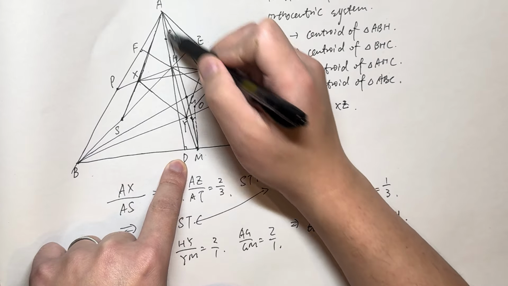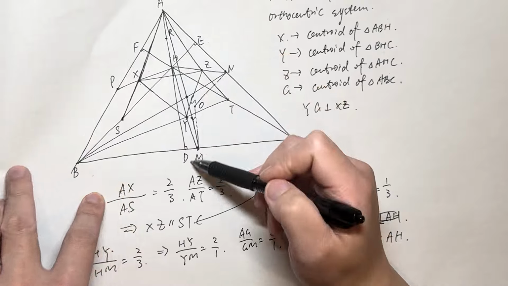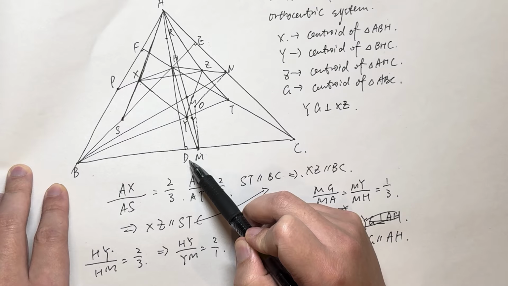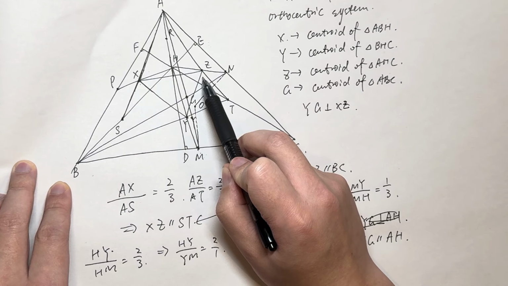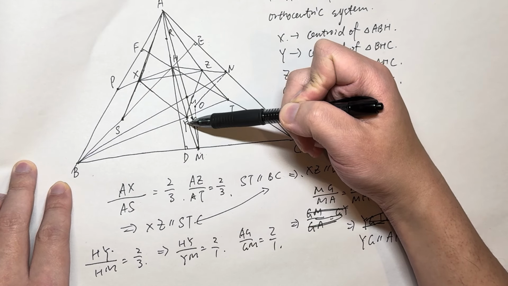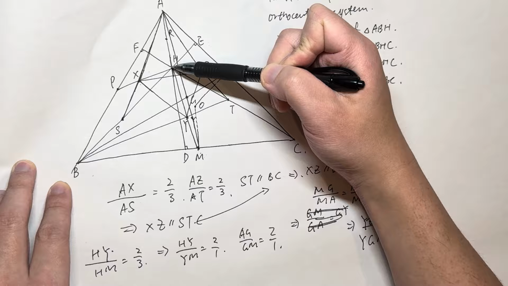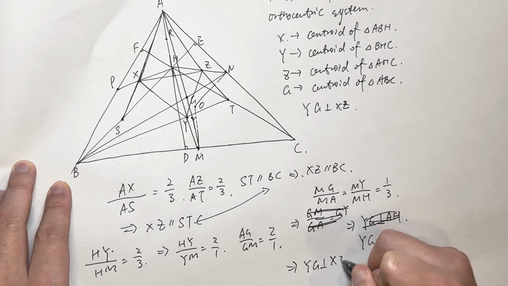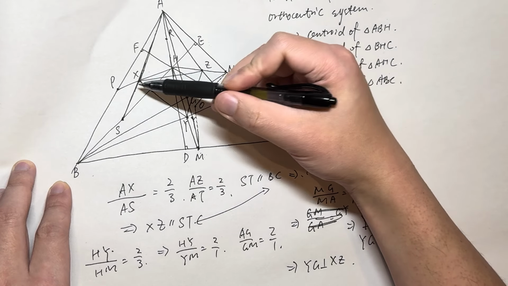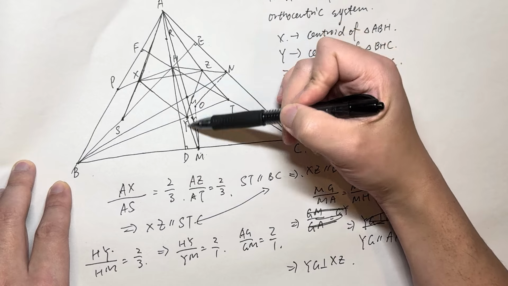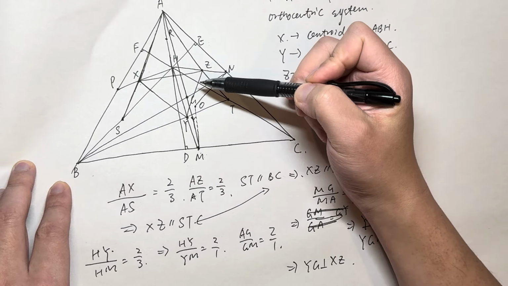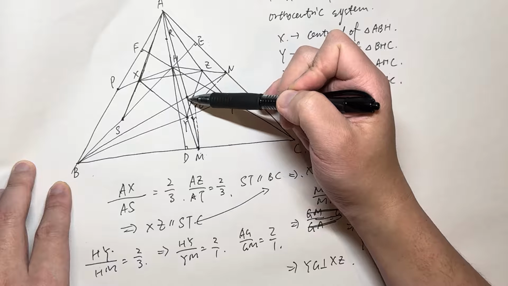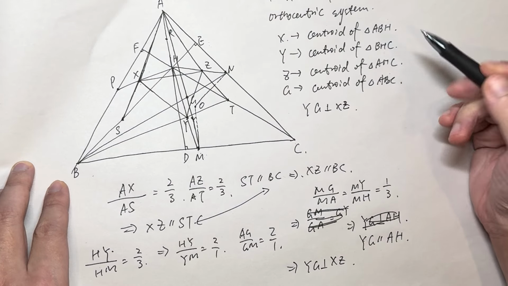And we already know that AD is perpendicular to BC, which means that AH or AD is perpendicular to XZ. And we know that YG is parallel with AH, which means YG is perpendicular to XZ. Because YG is perpendicular to XZ, so we know that XG is perpendicular to YZ and GZ is perpendicular to XY, which means G is also the orthocenter of the triangle XYZ.